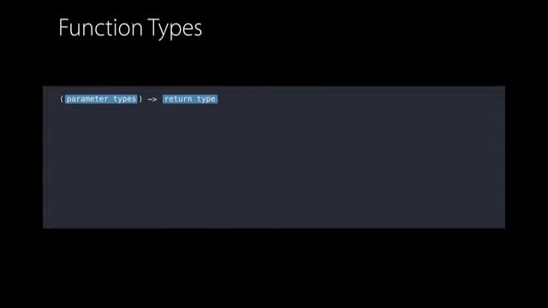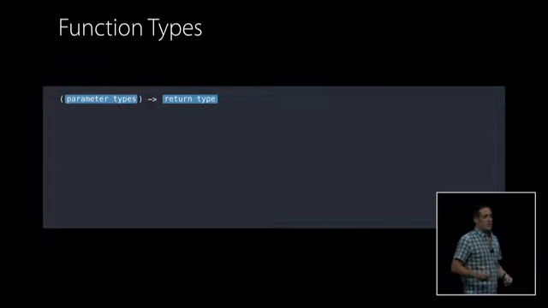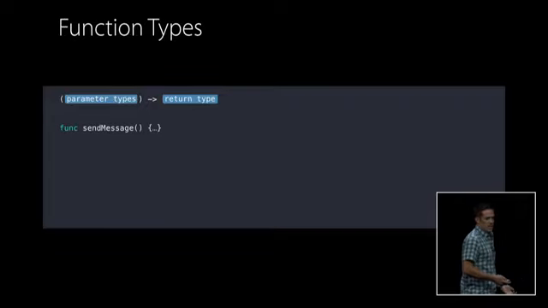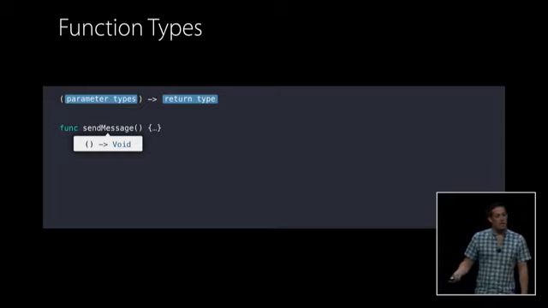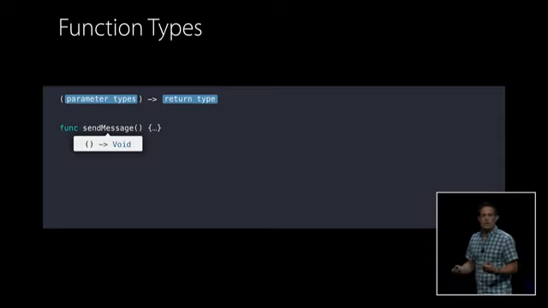Well, all function types in Swift have this basic form. The type of the function's parameters, if any, go inside the parentheses, followed by an arrow and the function's return type. So for example, here's our basic sendMessage function from earlier. It has the type empty parentheses, because it doesn't take any parameters, arrow Void. Here, Void just means it doesn't return any values. And in Swift, if your function doesn't return anything, you don't need to write the arrow Void explicitly.